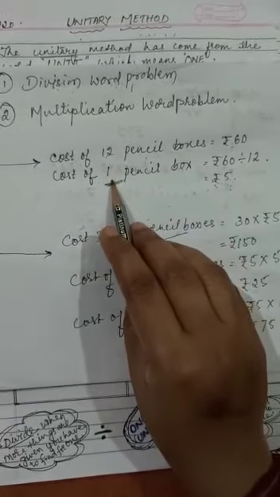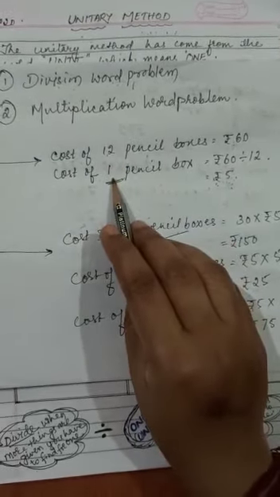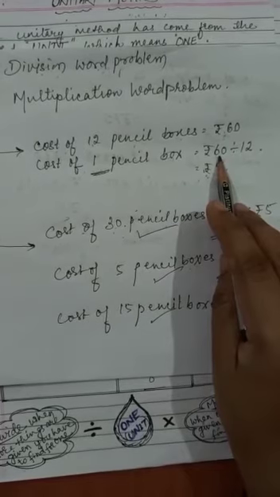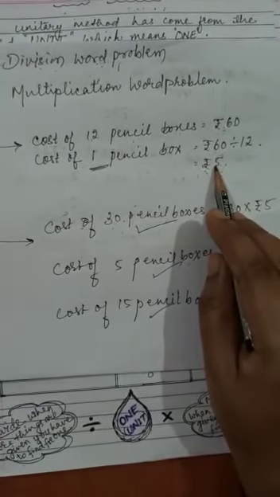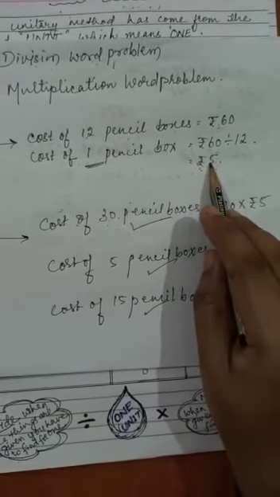Obviously, we have already discussed and solved many problems related to division in our previous exercise. We will go for division. When the cost of many things is given and you want to find the cost of one thing, then we will divide. So, here in order to find the cost of one pencil box, we are going to divide rupees 60 by 12 and we got the cost of one pencil box as 5 rupees.